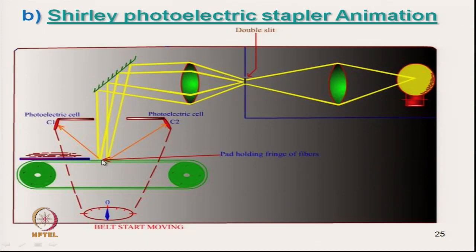From there, the reflection goes to the photoelectric cells C1 and C2, which are receiving the light. So, when there is nothing here, when the fiber fringe is away from this point, they are still getting signal. The signals received by C1 and C2 will be exactly the same. And this is a sensor which gets signals from these two cells.